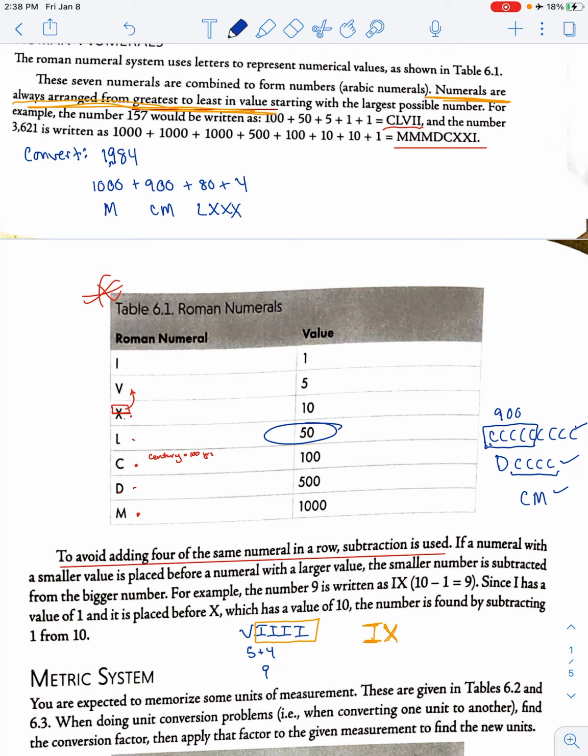All right, and finally the 4. Now 4 is one of those 4 unit situations. So instead of saying 1, 1, 1, 1 or I, we can say 4 is 1 less than 5. So I and then V. And so 1,984 is MCMLXXXIV. That's our answer.